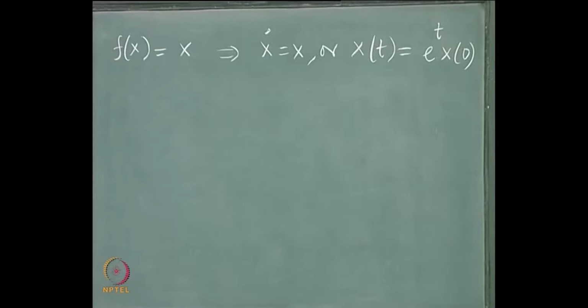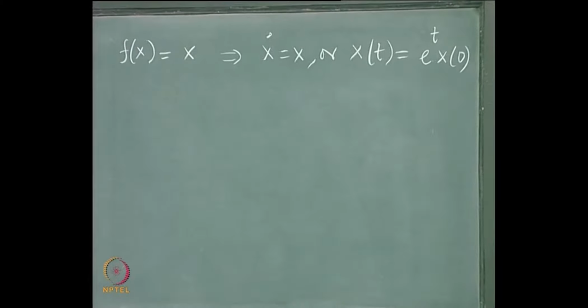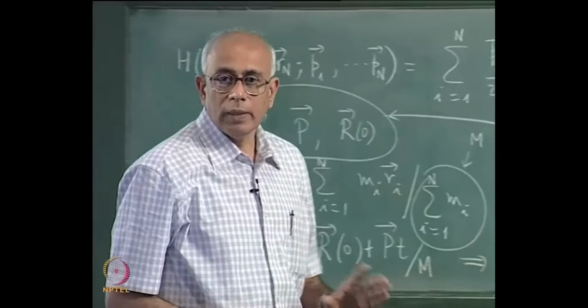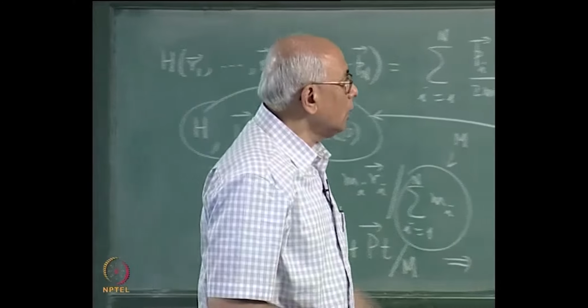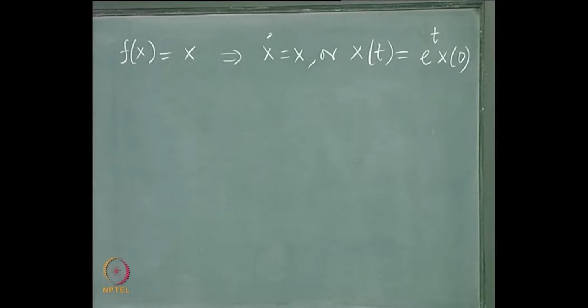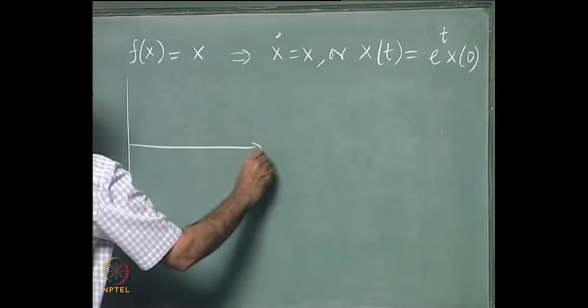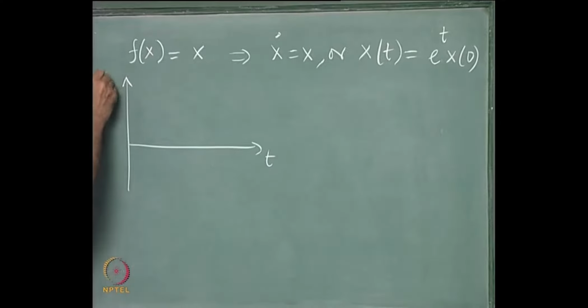So I put in the initial condition which determines the constant of integration, and that is determined by the initial condition x of 0, and you can check very trivially that if t is 0, x of t reduces to x of 0 in this fashion. What does the graph of x of t as a function of t look like? So here is t and here is x of t.